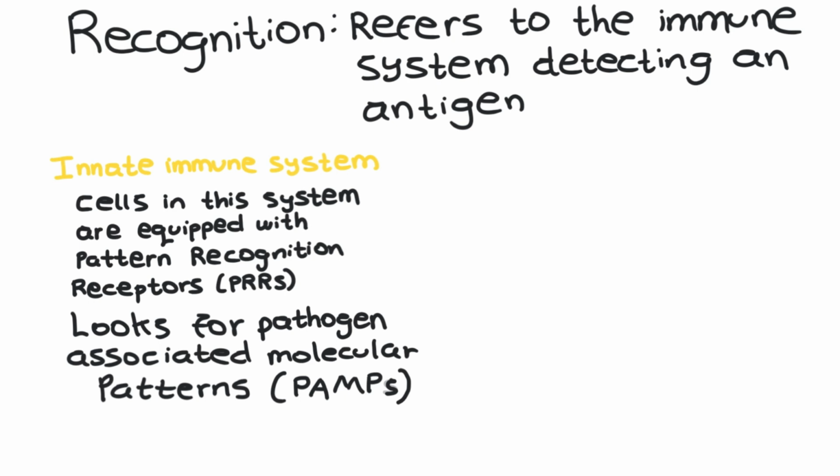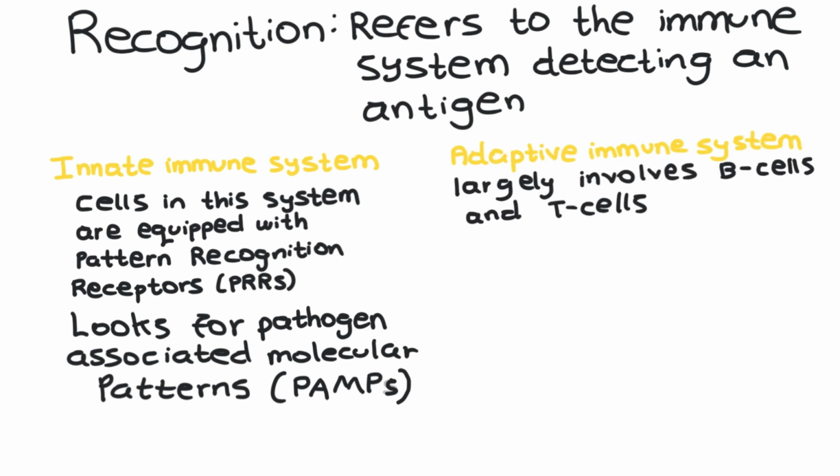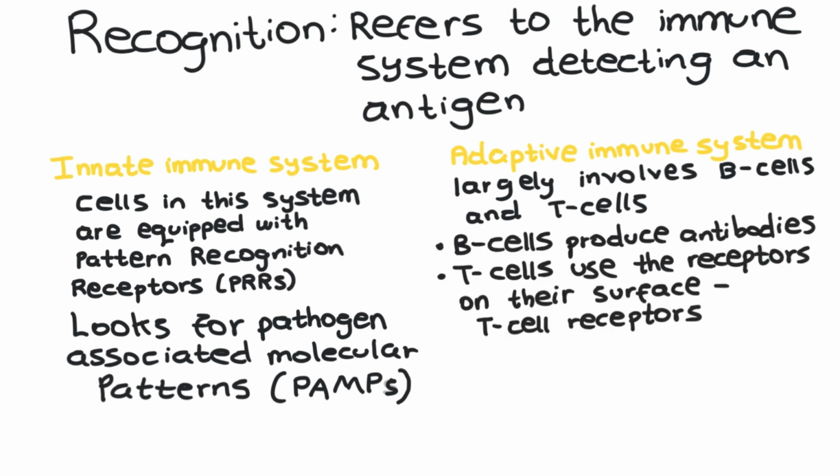Now let's talk about the adaptive immune system. The adaptive immune system largely involves 2 subtypes of leukocytes: B lymphocytes and T lymphocytes. B cells produce a special protein, which I'm sure you would have heard of, called antibodies, whilst T cells contain receptors bound to their surface, known as T cell receptors. Antibodies and T cell receptors both look for antigens that are unique to a specific strain of pathogen.